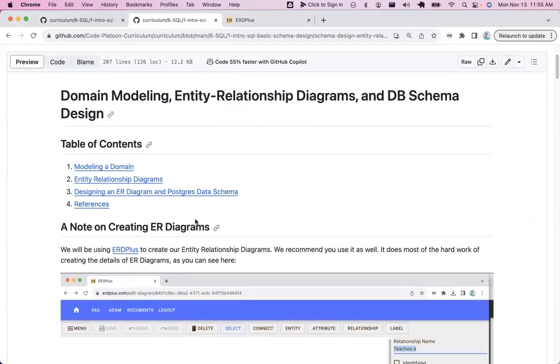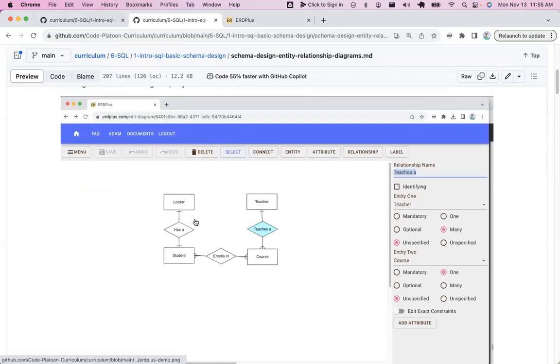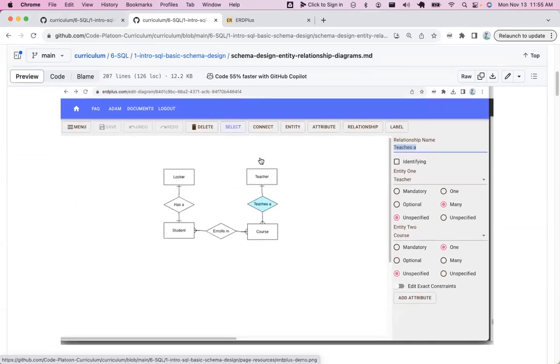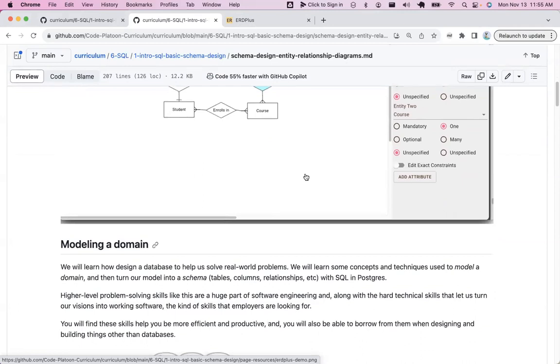Modeling and domains, what is this stuff? We'll see this later, but I wanted to demo the ERD Plus tool. So here's a quick screenshot of it. Can everyone see my screen? Okay.